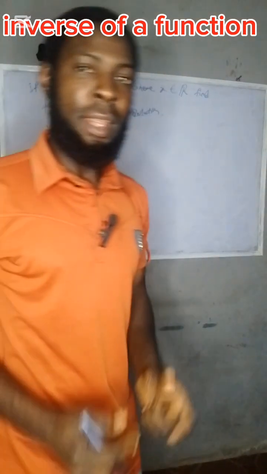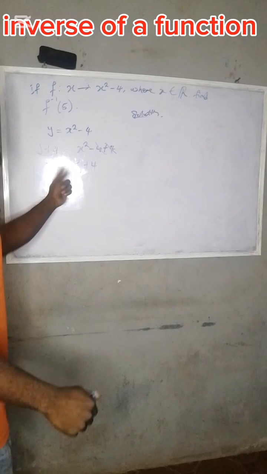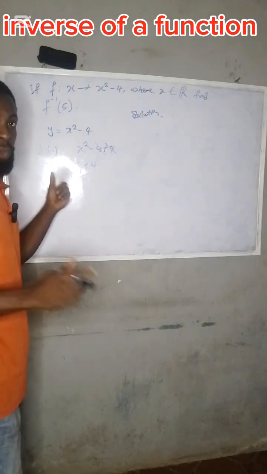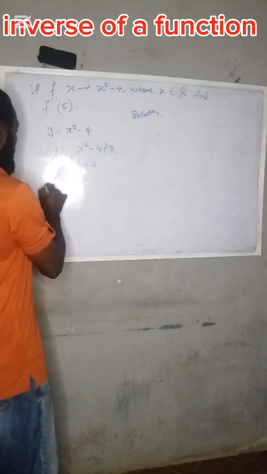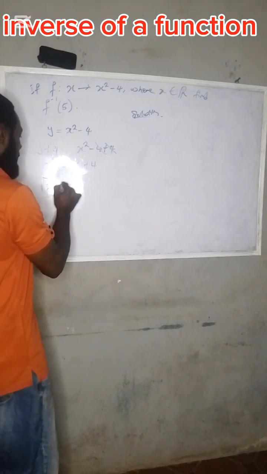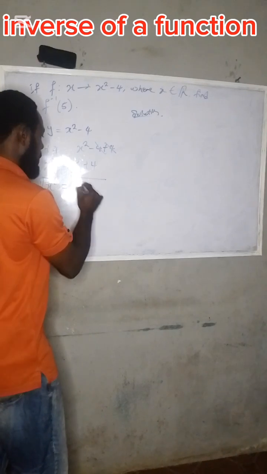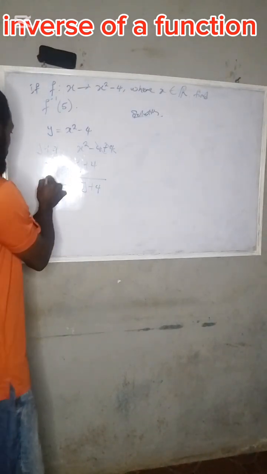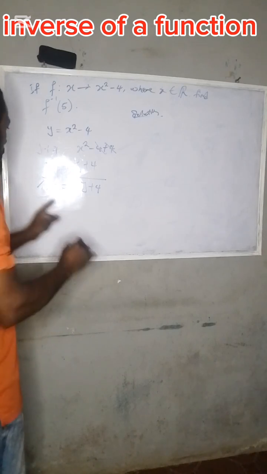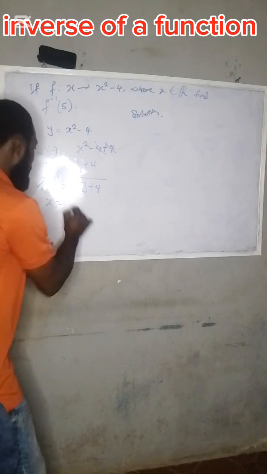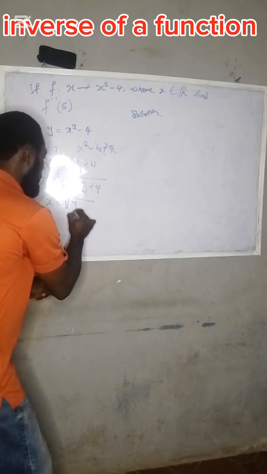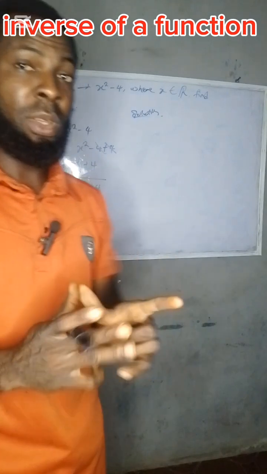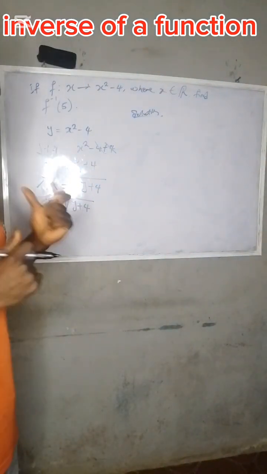Do you get it? Now this is x squared, and we are looking for the value of x only. So we take the root of both sides. By taking the root of both sides, we have the root of x squared equals the root of y plus 4, and the root of x squared is x. Now we have x equals the root of y plus 4. That's the value of x. We have made x the subject of the formula from the function.